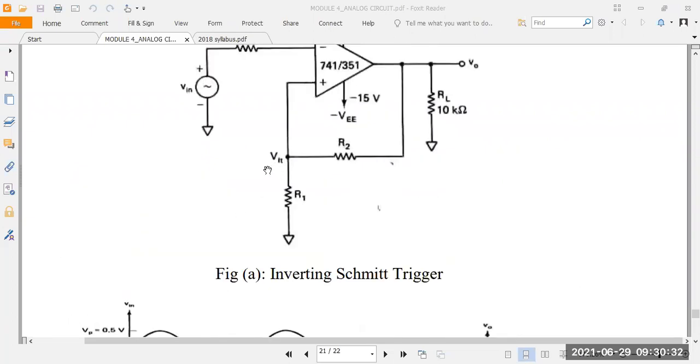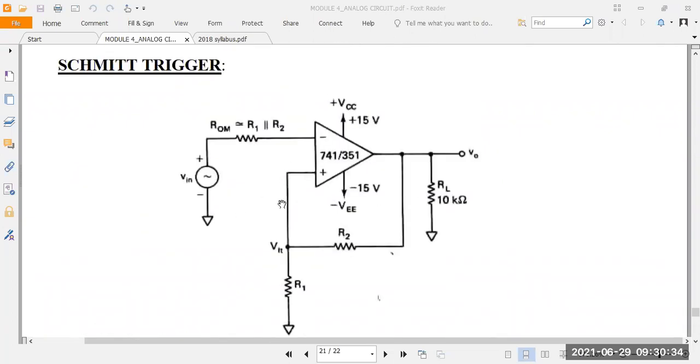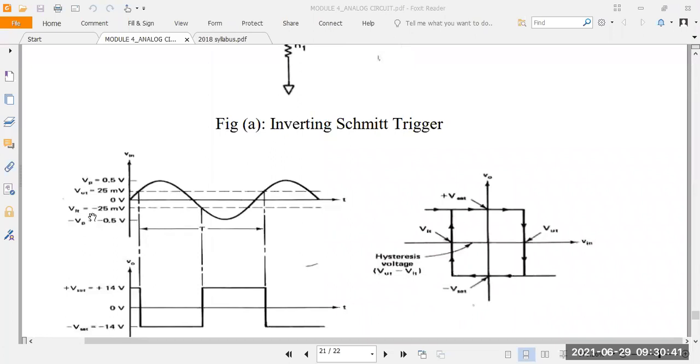See here, this is the lower threshold voltage, VLT. VLT stands for lower threshold voltage. That is for the R1 and R2 resistance. How much here? Minus 25 millivolt. What is the upper threshold voltage here? VUT, 25 millivolt. What is the maximum positive peak voltage here? 0.5. What is the negative peak voltage here? Minus 0.5.